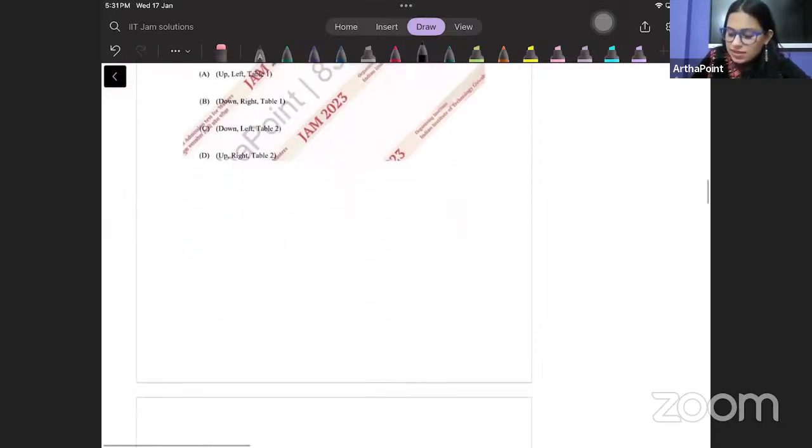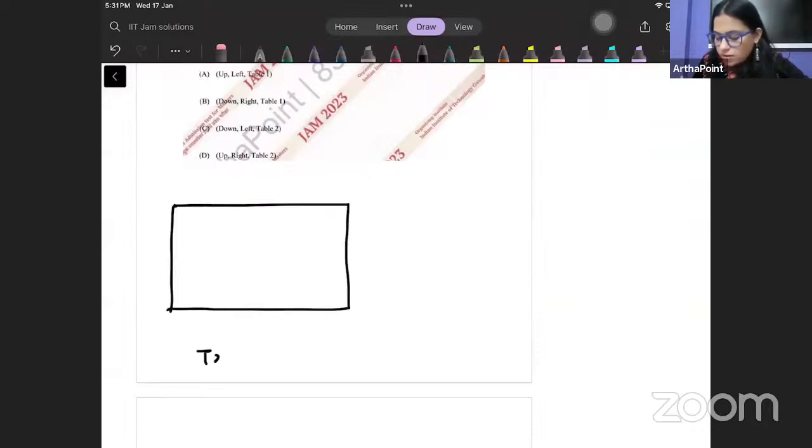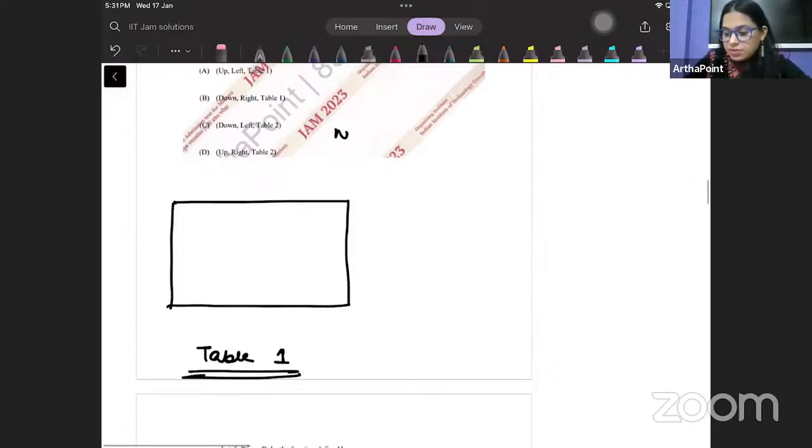So first let's talk about table 1. This is table 1. Within table 1, we are looking at this for now. So player 3 is out of the picture for now. Within table 1, I am not comparing table 1 with table 2. So player 3 is nowhere. Within table 1, we need to see what is the best strategy possible.